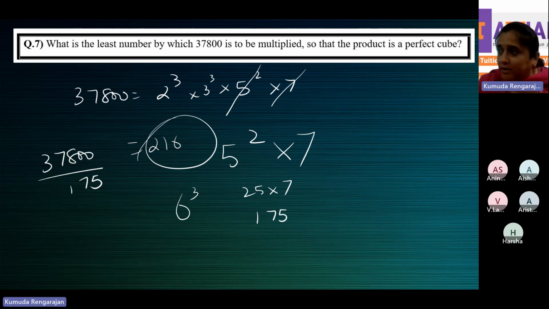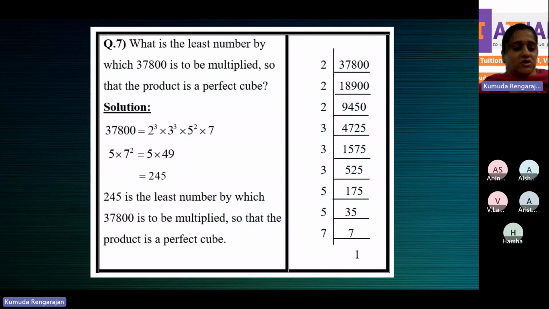Multiplied, you must introduce factors. If the question is by what it should be multiplied, you must introduce factors. There are only 2 5s. Introduce one more 5. Only 1 7. Introduce 2 more 7s. That is multiplied. So 7 squared, 49, into 5, 245.